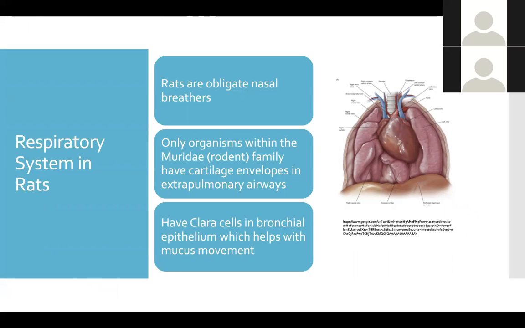For the respiratory system, rats are obligate nasal breathers, which means they can only breathe through their nasal cavity. They are the only organisms within the Muridae, the rodent family, that have cartilage envelopes in the extrapulmonary airways, which is found around where their esophagus would be. And they have Clara cells in their bronchial epithelium, which helps with mucus movement since they are nose breathers by force.